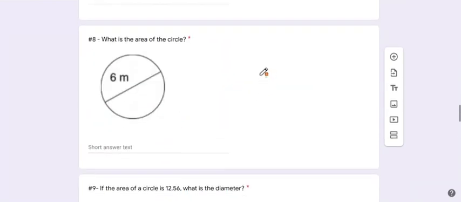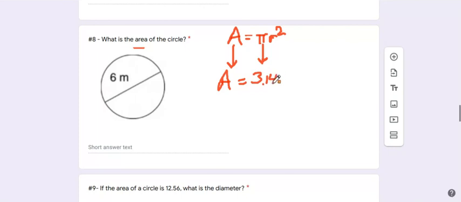Number 8, what is the area of the circle? So you're asked about area. I'm going to write down the area of a circle formula. Area equals pi times radius squared. Let's plug in what I know. I don't know A, so I'm going to leave A as A. Do you know pi? Yep, pi is 3.14.